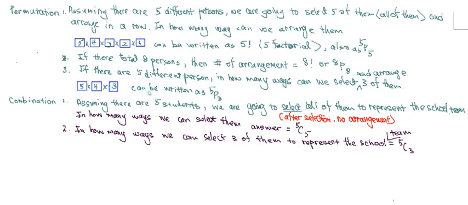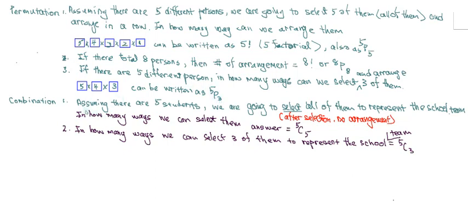Now, for this case, we can write 5. The 5 means there are a total of 5 different persons that you can select from. The number at the bottom represents the number of people that you will select to arrange. So in this case, 3. So this is how you have 5P3.